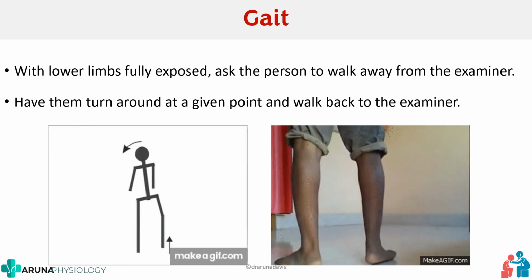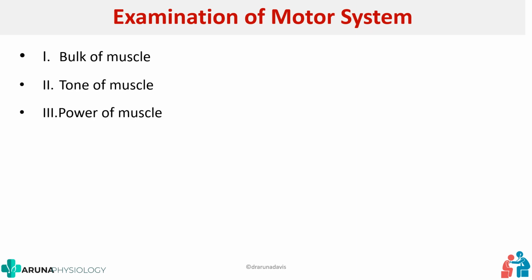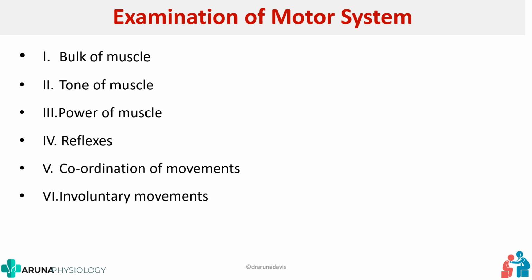So thus, in examination of the motor system, we first write about the bulk of the muscle, examine the tone of the muscle, power of the muscle. Reflexes have to be assessed, and then check for coordination, whether there are any involuntary movements, and gait, and finally give the report.